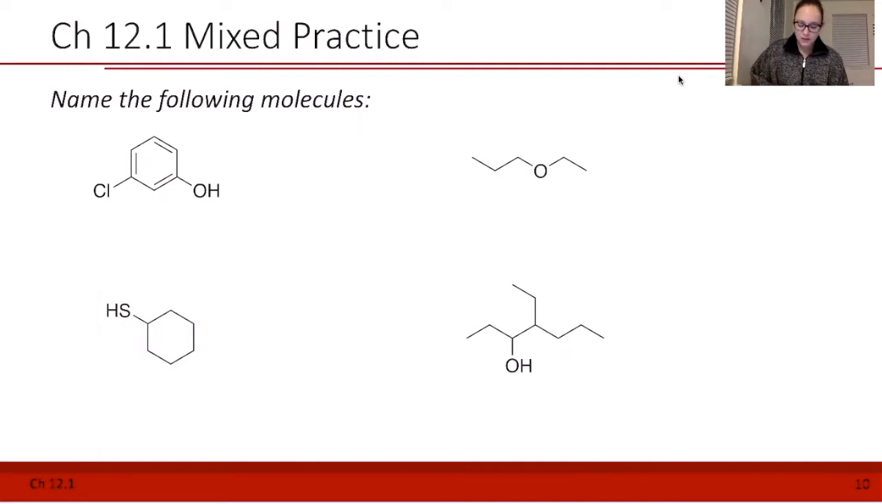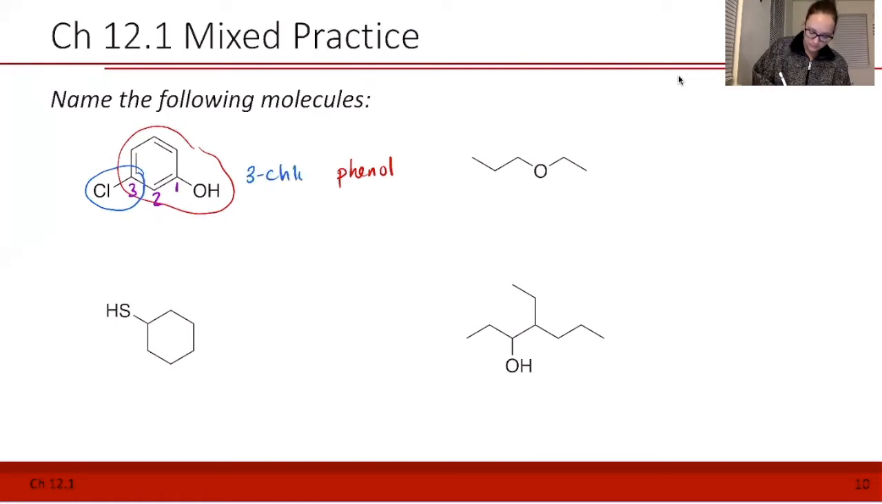Okay, so this first one, when we look at it, we notice we have our phenol here. So we know that our base name is going to be phenol. And then our naming for our phenols is that we need to number starting at where the oxygen is, and then go around the ring, making our other substituents the lowest number as we possibly can, and then naming those substituents. So we just have the 3-chloro. So we have 3-chlorophenol as our answer.